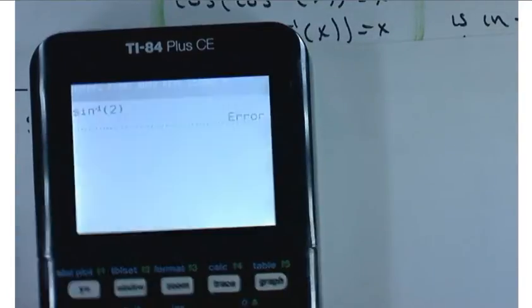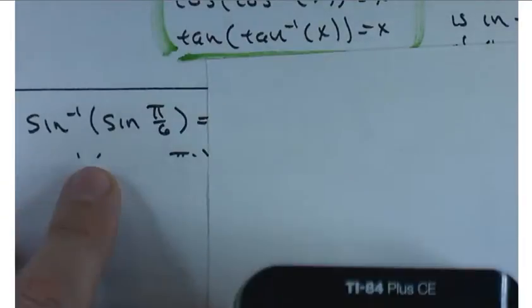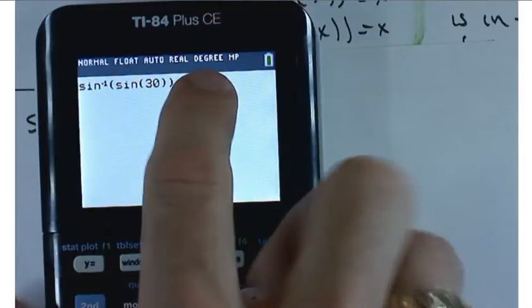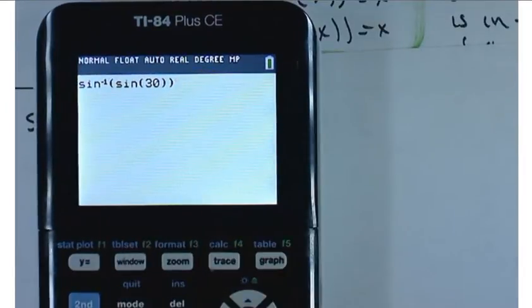So translating this to degrees, it'd be the sine inverse of the sine of 30. Make sure your calculator is in degree mode. And let's see what we get when we do that. 30. Shock. All right. So you get 30.